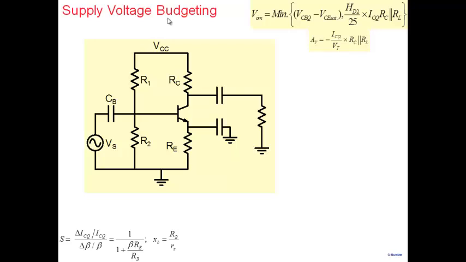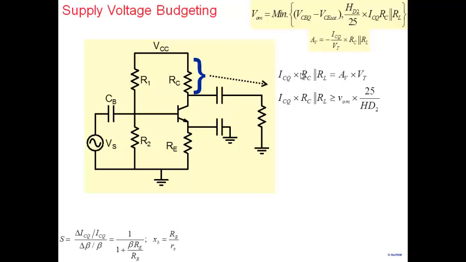And you have to allocate how much of VCC is allocated to the drop here, how much to the drop here, and how much to the drop here. What does this drop control? This drop is ICQ times RC. You can easily see here that ICQ times RC controls AV, and may also control VOM. So the drop across RC is deciding your gain and swing. So I can take these two equations and write it in this form: ICQ RC parallel RL is AV times VT, or ICQ RC parallel RL is greater than this. So your swing and gain are going to decide this drop.